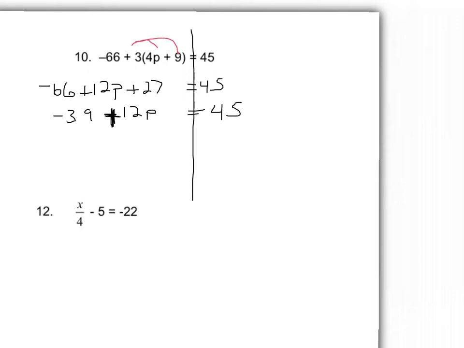We're going to now solve for p, so I'm going to add 39 to both sides. And I have 12p equals 84. And divide by 12. And I'm left with p equals 7.